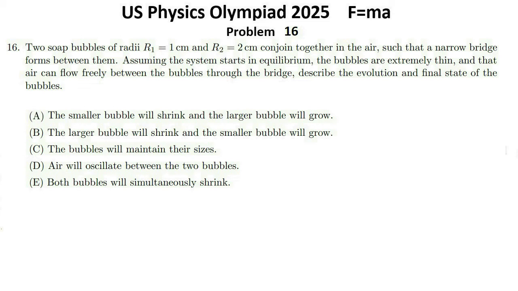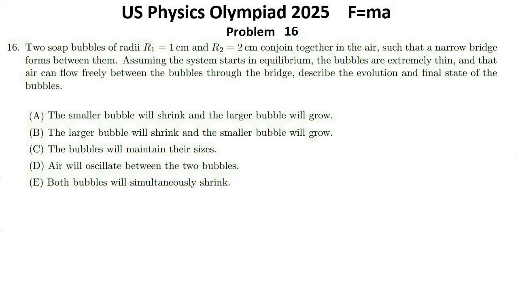Problem number 16. Two soap bubbles of radii r1 equals 1 centimeter and r2 equals 2 centimeters are joined together in the air, such that a narrow bridge forms between them. Assuming the system starts in equilibrium, the bubbles are extremely thin, and that air can flow freely between the bubbles through the bridge. Describe the evolution and final state of the bubbles.